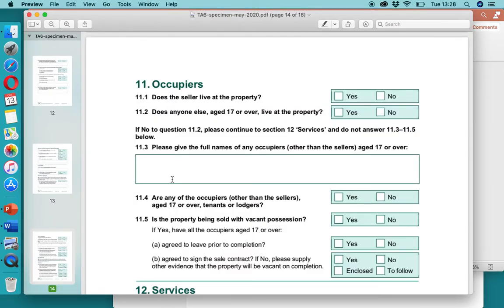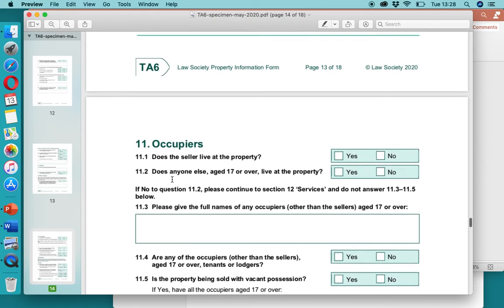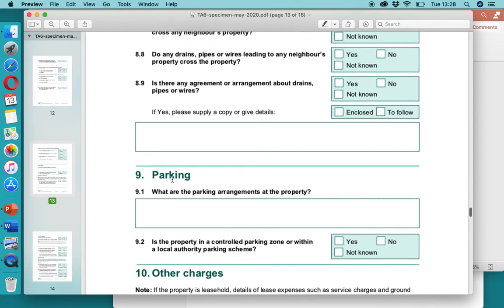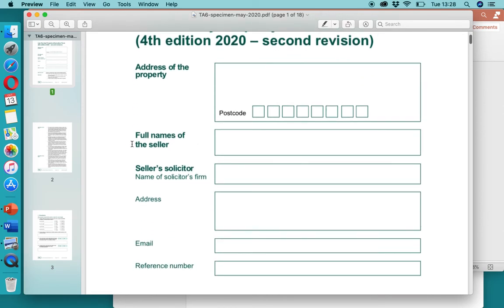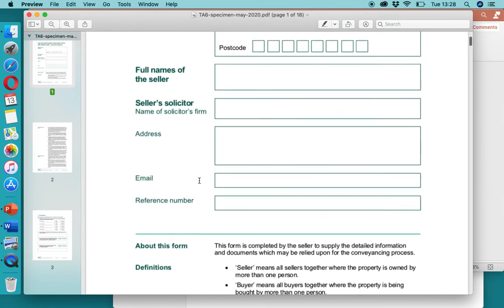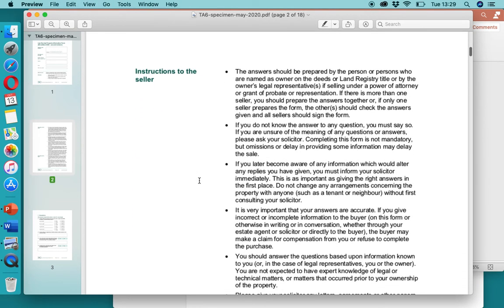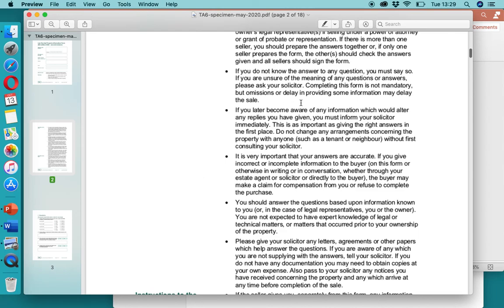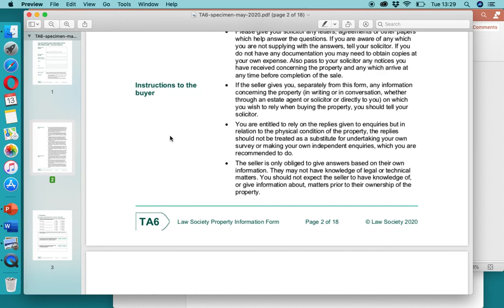So that TA6 form is vital in passing over responsibility for the truthful nature of that to the person selling the property. So it's the Law Society Property Information Form that gets sent again to the seller by their solicitor, asking them to fill in this form, and again articulating that it becomes a binding form of the contract. It becomes something that they are subject to.